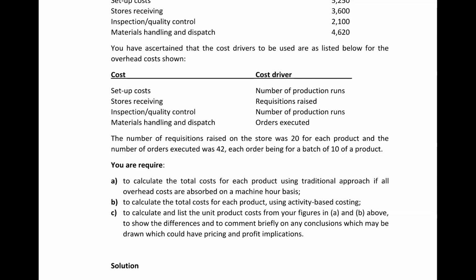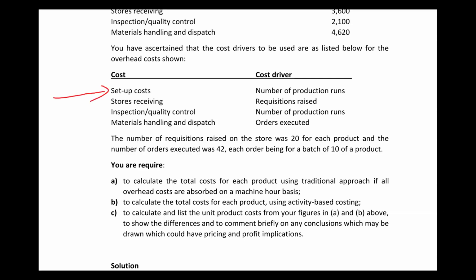the activities that are there, number 1 is setup costs, setting up. And the driver, the cost driver, is the number of production runs. So we got to know how many production runs there are for each product, okay? The number of production runs for each of the products. And for stores, the store's cost, this one. Let me just show you this so that you are able to follow nicely.